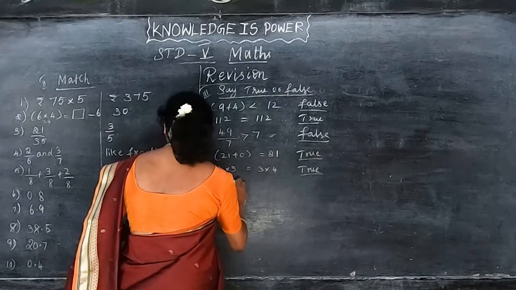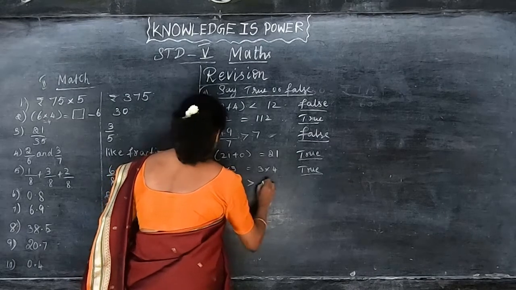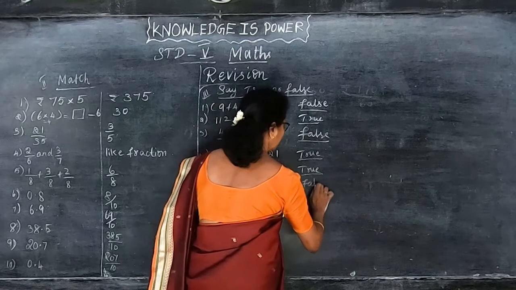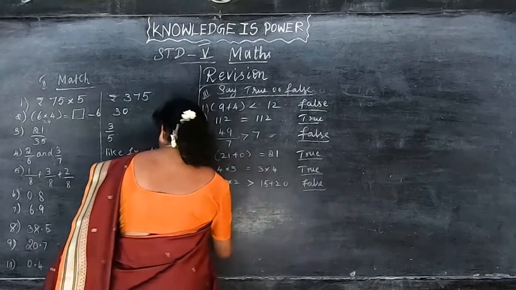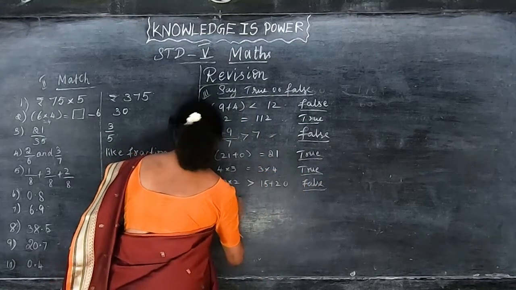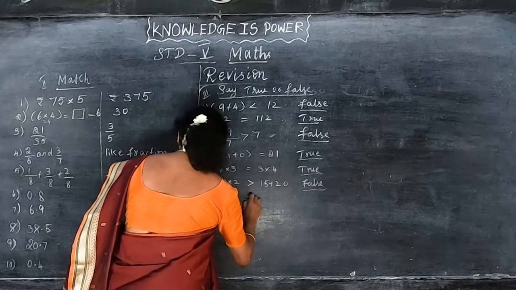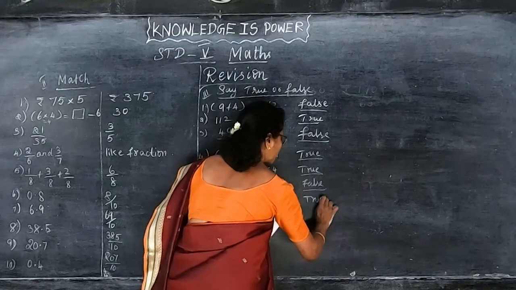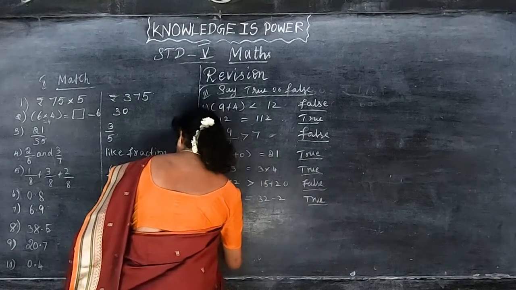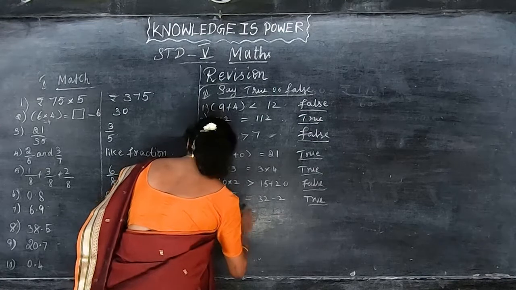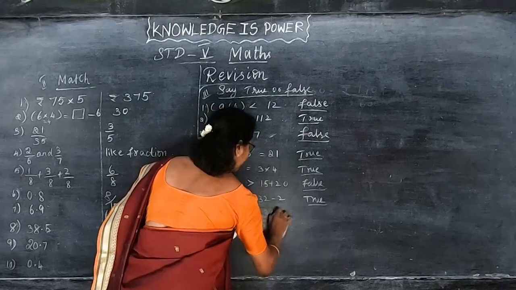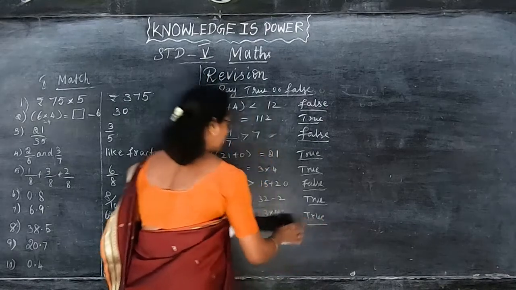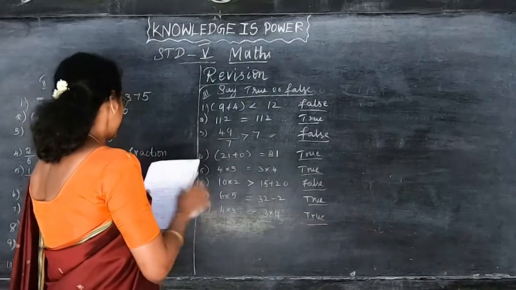10 into 2 is less than 15 plus 20, false. Sorry, greater than. Then seventh one, 6 into 5 is equal to 32 minus 2, that is true. 4 into 3 is equal to 3 into 4, that is also true. So 8 I gave.